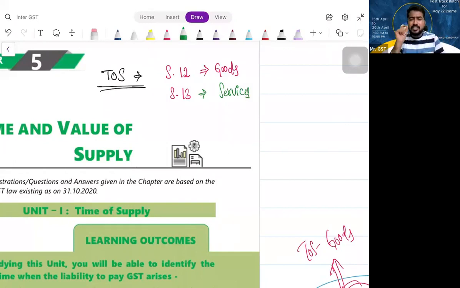First of all, quickly, what is time of supply? Any idea? What do you mean by time of supply? Make it fast. You can unmute yourself and reply. What is time of supply?